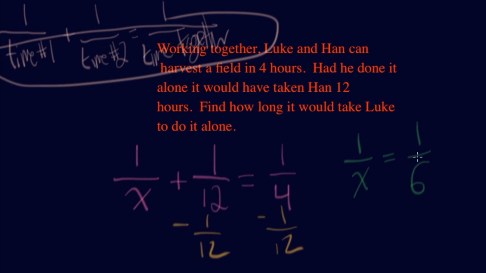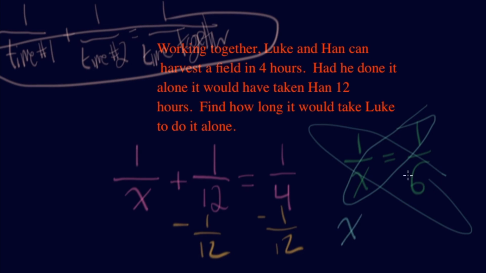But if you want to use algebra, you could cross multiply and solve. You can go and do that if you wanted to. So here you'd get x times 1, which is just 1x, and 6 times 1 is just 6. So you can just kind of see it there algebraically. So how long did it take Luke to do it all by himself? 6 hours. He's a little bit slower than Han, which, if you've seen the movies, it might make sense.